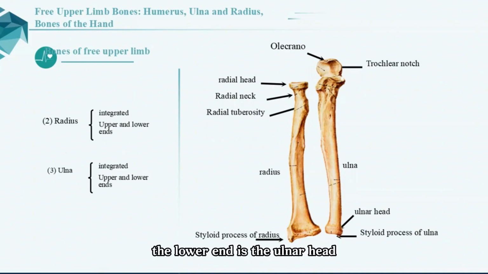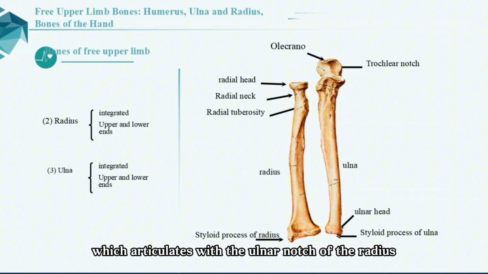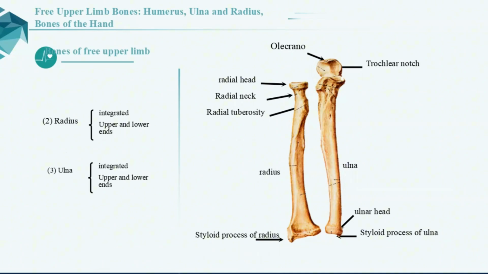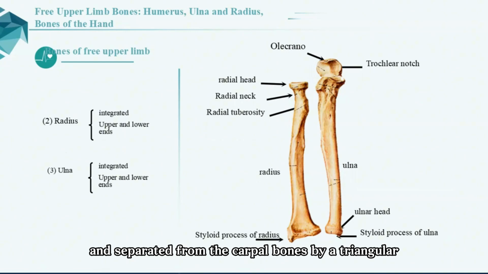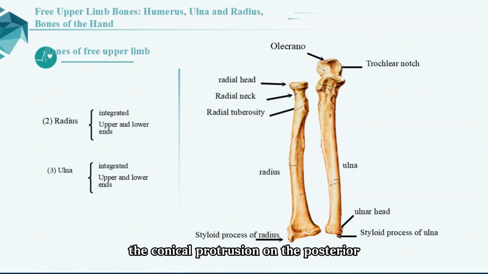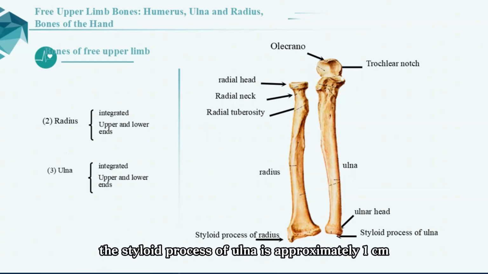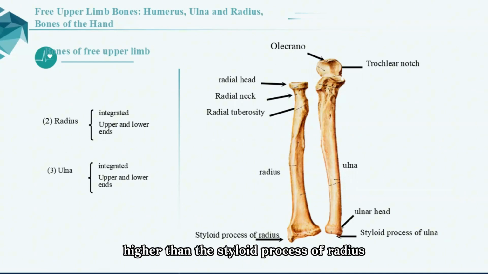The lower end is the ulnar head, with circular articular surfaces on its anterior, lateral, and posterior sides, which articulates with the ulnar notch of the radius. The lower surface is smooth and separated from the carpal bones by a triangular articular disc. The conical protrusion on the posterior medial side of the head is called the styloid process of ulna. Under normal circumstances, the styloid process of ulna is approximately 1 centimeter higher than the styloid process of radius.